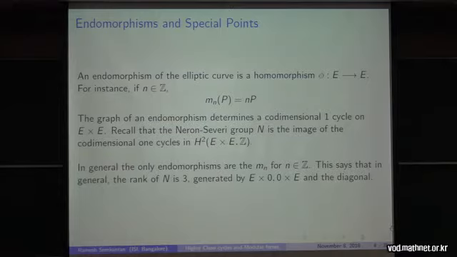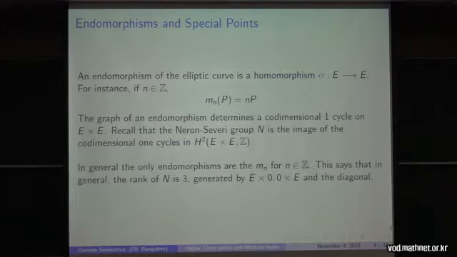Okay. So what that kind of implies in this context is that, in general, the Neron-Severi group is a free abelian group of a certain rank. And in this case, it's generated by three elements, E cross 0, 0 cross E, and the diagonal. These are three obvious things, right? So E cross 0 is the graph of 0. 0 cross E is not exactly the graph of anything, but maybe you can think of it as a graph of something. And then the graph of the identity map is the diagonal.